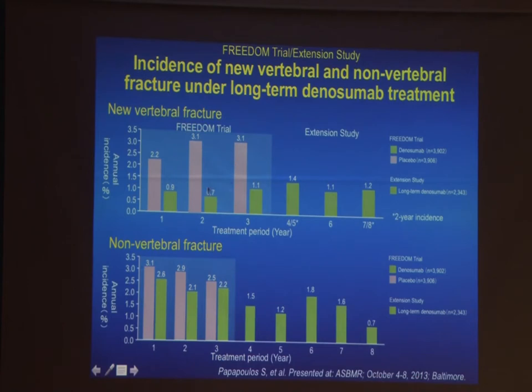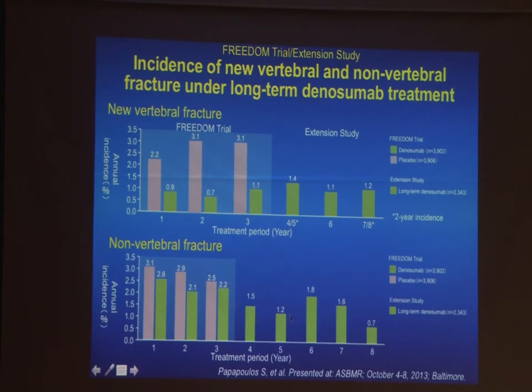And new vertebral fracture prevention for 3 years, as I mentioned, had a relative risk reduction of 68%. But this extension study shows that in 4 and 5 years combined, it was 1.54%, meaning 0.7% every year on average. And in 7 and 8 years combined, it's 1.2%, so 0.6% on average per year. So the incidence of new vertebral fracture is not increasing, but seems to be still decreasing after long-term treatment, up to 8 years.